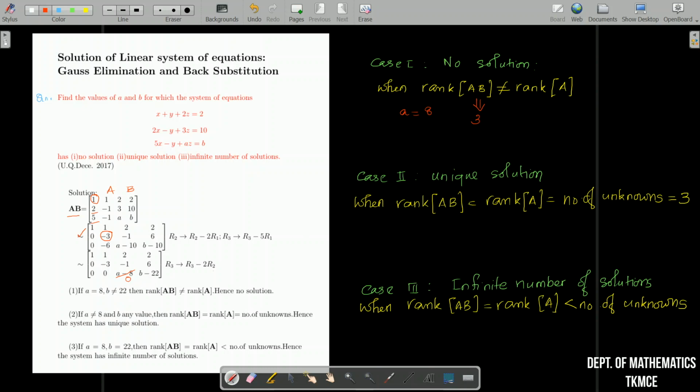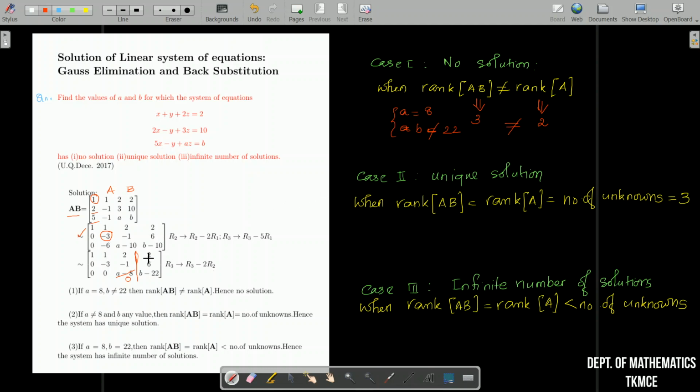Then in that case, we have 3 non-zero rows in the echelon form corresponding to the augmented matrix, and hence rank of AB is equal to 3. But when you remove this last column, we have only 2 non-zero rows. The third row as a whole becomes 0, and therefore there are only 2 non-zero rows, which leads to rank of A equal to 2. So in this case, there is a disparity between the ranks of AB and rank of A, and therefore we say that there is no solution. So in this case, we should have A equal to 8 and B not equal to 22. So this is a typical case where we have no solution.